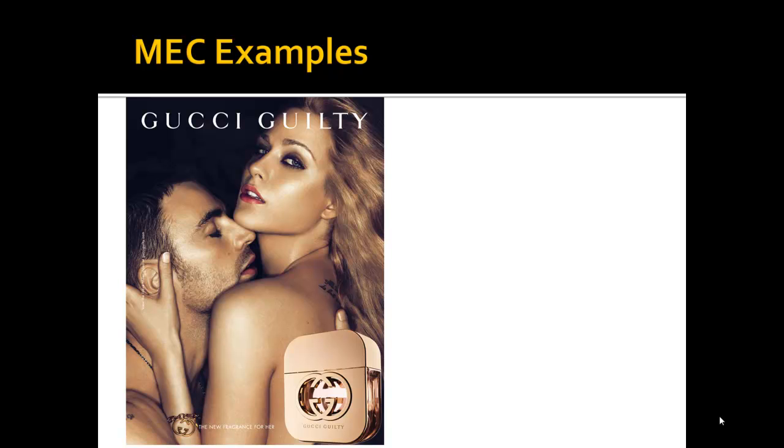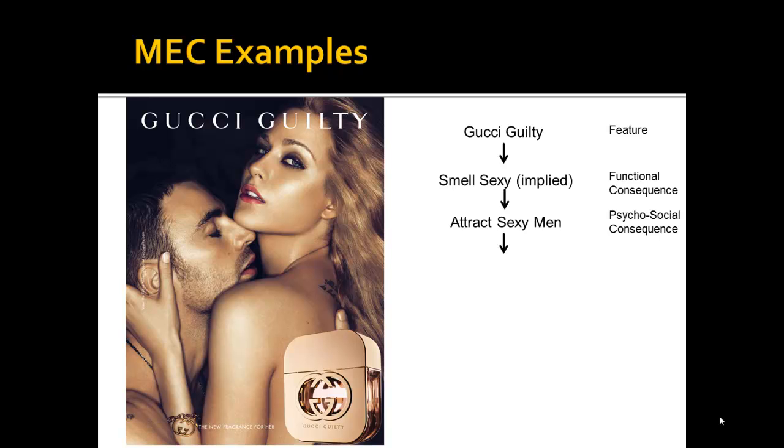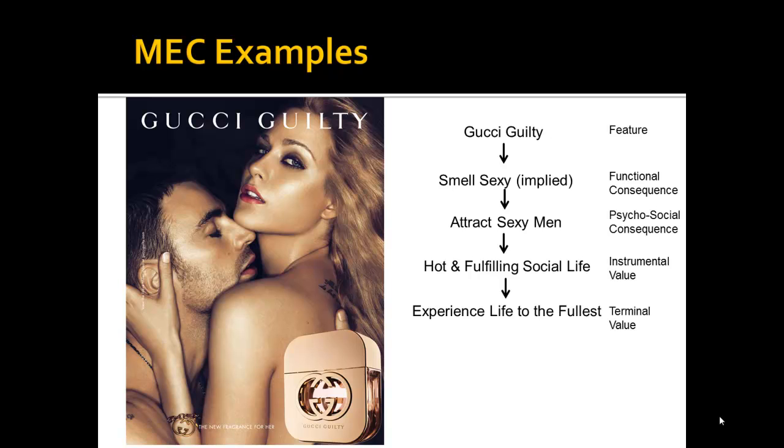What's the means end chain here? Okay, well, you could say the feature is the brand itself, Gucci Guilty. And obviously, it makes her smell sexy. Means end chains and portions of it don't have to be stated explicitly. Most of the time, they're implied, especially when they go to values that we're a little uncomfortable thinking about or talking about. Psychosocial consequence: she's able to feel like she can attract sexy men, or it makes her feel more attractive, that she's sexy. Instrumental value: along the way, she's going to have a hot and fulfilling social life. And ultimately, she's going to be able to experience life to the fullest, including any of those naughty or guilty pleasures.